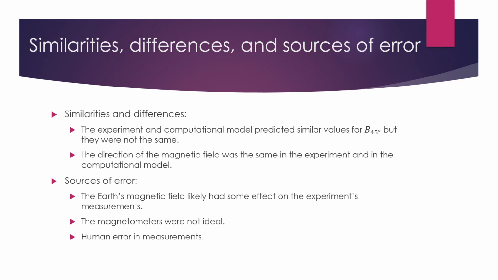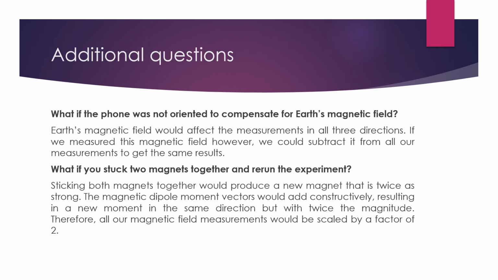Some sources of error include the fact that the Earth's magnetic field likely had some effect on the experiment's measurements, the magnetometer was not ideal, and there was some human error involved in the measurements.